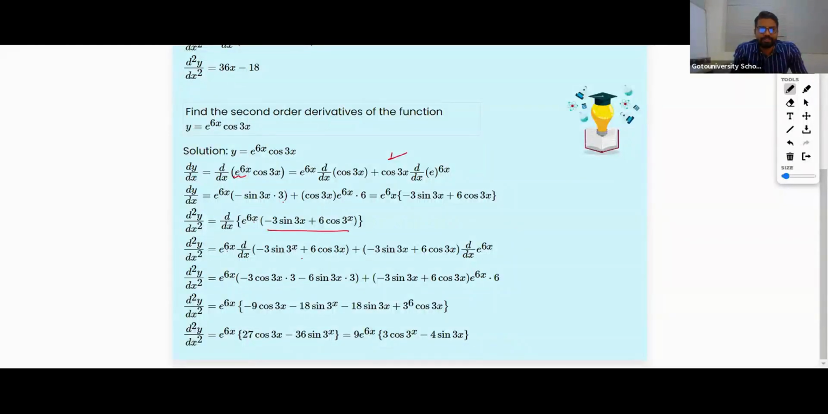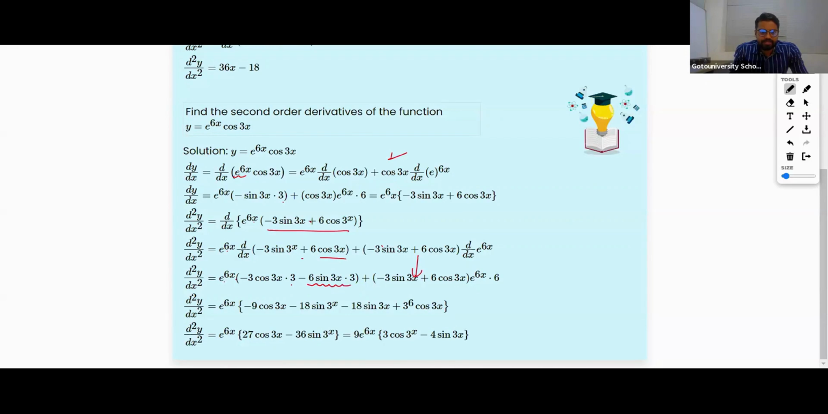They have differentiated this using product rule, and then they kept this function as it is, differentiated e power 6x. So when you simplify further, e power 6x as it is, when you differentiate this, minus 3 cos 3x into 3, minus 6, because differentiation of cos 3x is minus sin 3x into 3, and this part minus 3, the function is kept as it is, differentiating this e power 6x into 6. So finally, again, e power 6x is common. They've taken it outside.